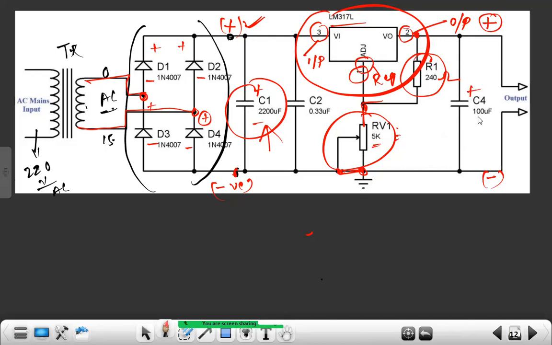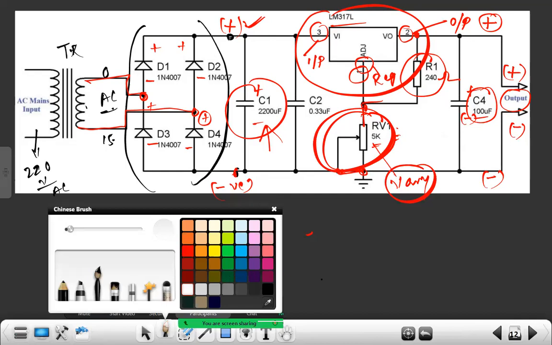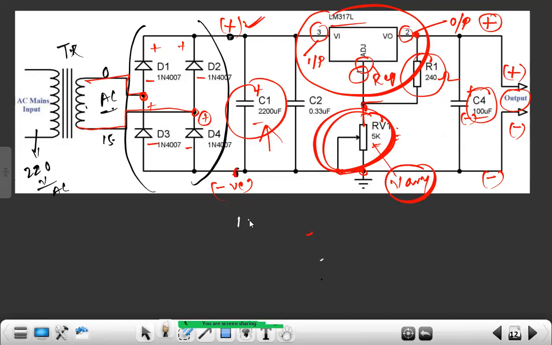Across this, we will be able to get positive voltage and negative voltage. Again, we are using a 100 microfarad capacitor for better filtering. Here finally is the output, through which I will get positive and negative voltage. While we vary this potentiometer, we will be able to get, for example, 1 volt or 1.2 volt DC up to 0 volt and 15 volt.